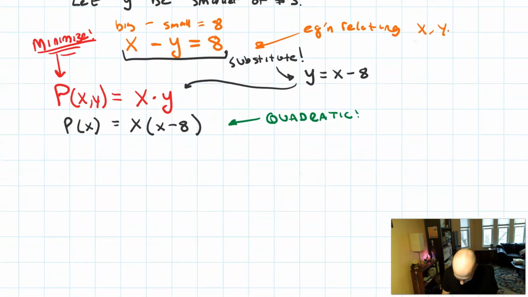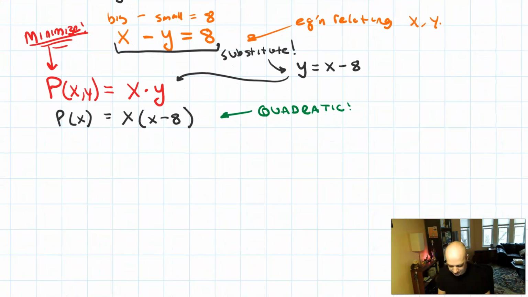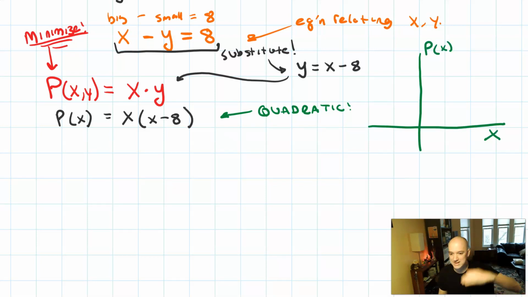Being really careful, I need some space here. It's not a quadratic in terms of x and y. If I was to graph this on the axes, I would have x and P of x, right? The product is actually the second variable. But that doesn't matter. It doesn't matter what my axes are called. I know what to do with a quadratic. Let's multiply it out. x squared minus 8x.